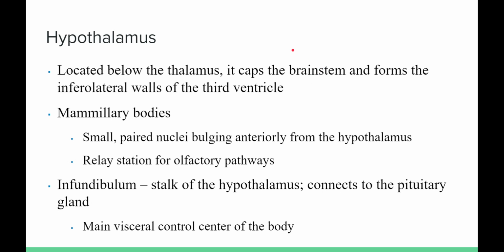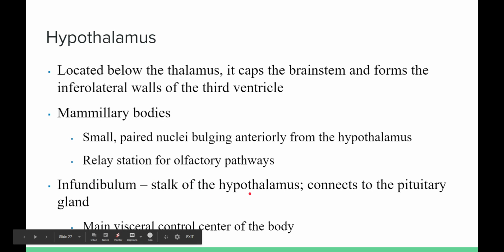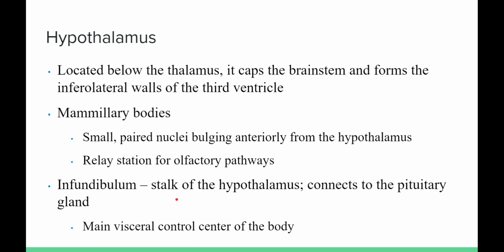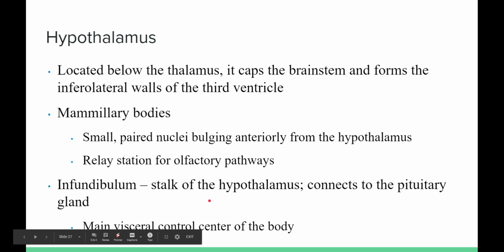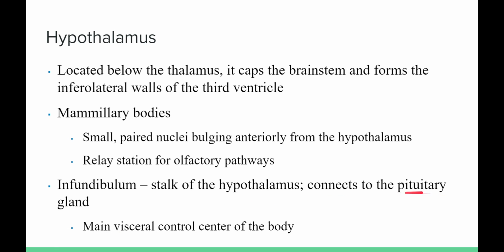Okay, then we have the hypothalamus. That's just below the thalamus, obviously. Hypo meaning below, and it kind of tops off the brainstem, and that forms the lower and side walls of the third ventricle, the inferolateral, right? Infero comes from inferior, and lateral is lateral. As well as the mammillary bodies, which, don't stress about that, and the infundibulum, that's the stalk of the hypothalamus, and that's what connects to the pituitary gland. Okay, and that's the visceral control center of the body. The pituitary gland is a very important gland for the endocrine system.